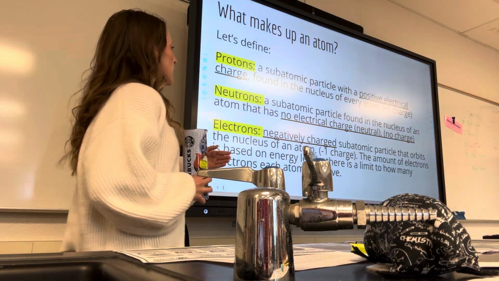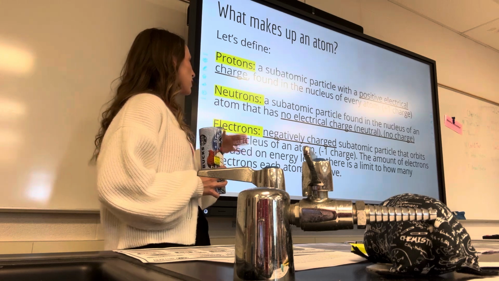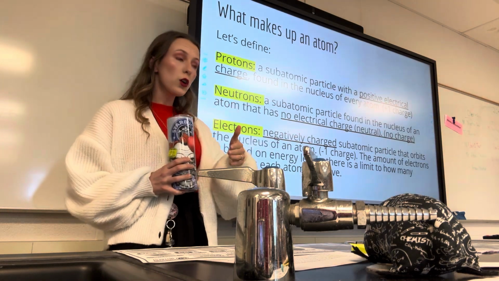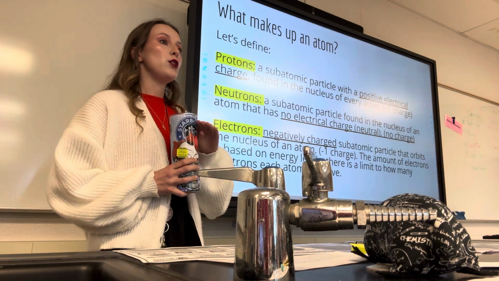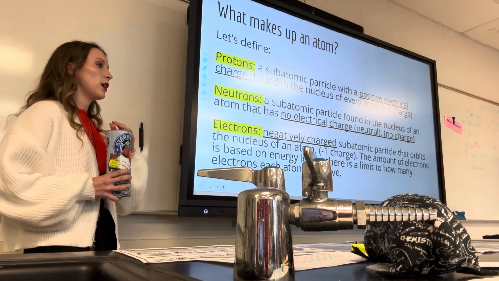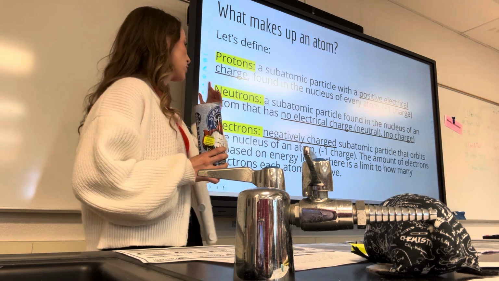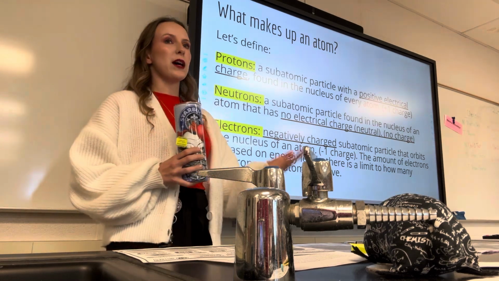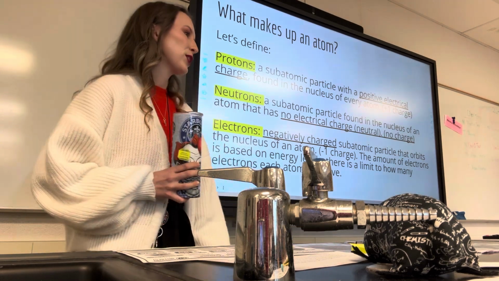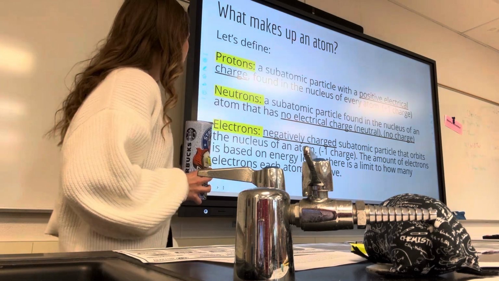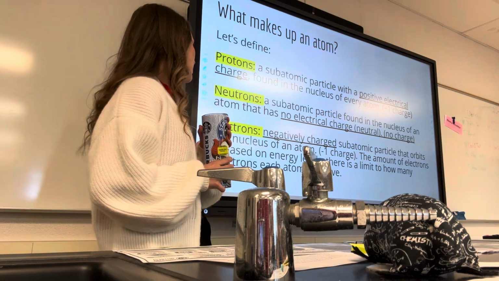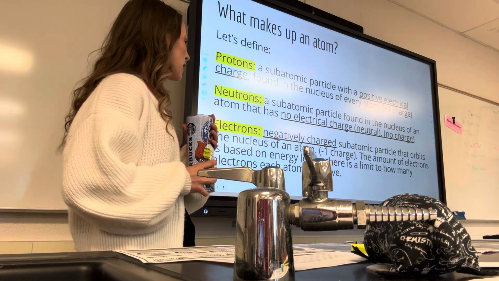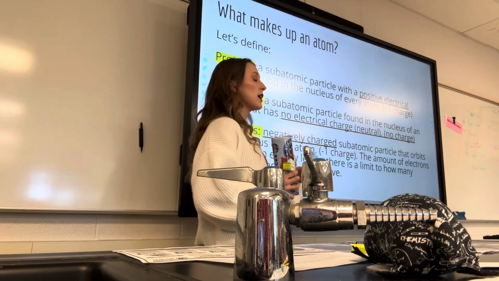We then have our neutrons, or as I like to think of them, neutrons equal neutral. These are particles found in the nucleus that have no charge. They're a neutral charge, no electrical charge at all, but they still matter, so they're important. And then our electrons are negatively charged particles. These are the ones that orbit the nucleus of our atom, and I have in parentheses that they have a negative charge.